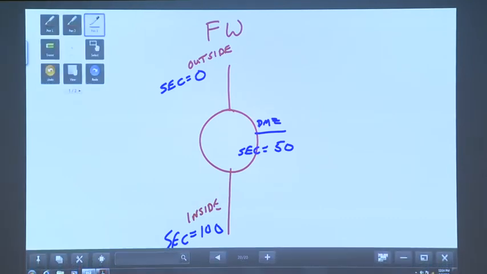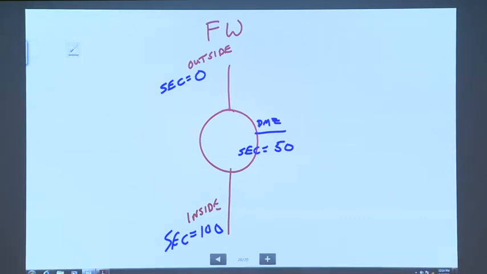Now, one of the things to look at with this is that there are some rules in place. It's called the adaptive security algorithm. And it says that I can send traffic from an interface with a higher security level to an interface with a lower security level. Where can I go from the inside? I can go anywhere. So from the inside, I can go to the DMZ, or I can go to the outside. Where can I go from the DMZ? Only to the outside. Where can I go from the outside? Nowhere. Do you like these rules?